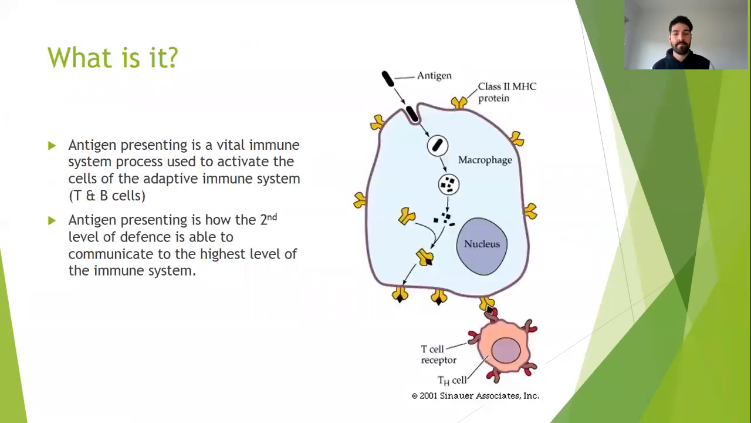So what is it? Antigen presenting is the way that our second level of defense is able to communicate to the cells of the adaptive system, so our T and B cells. And basically it's how our second system goes through to the third level of the immune system.